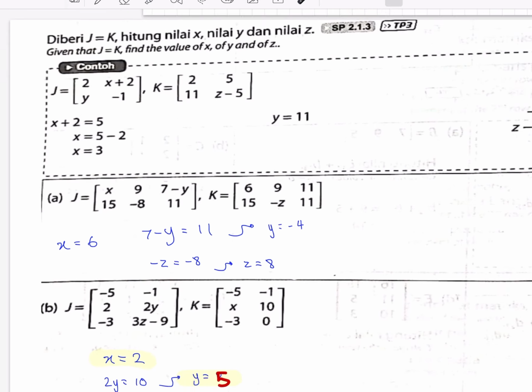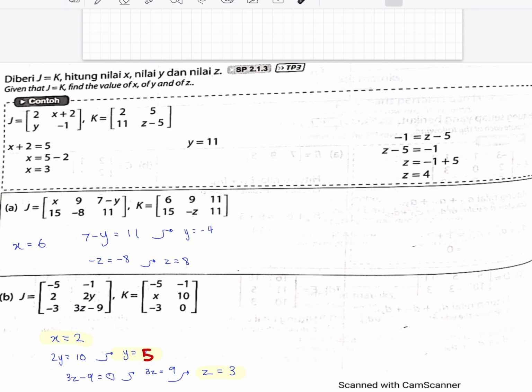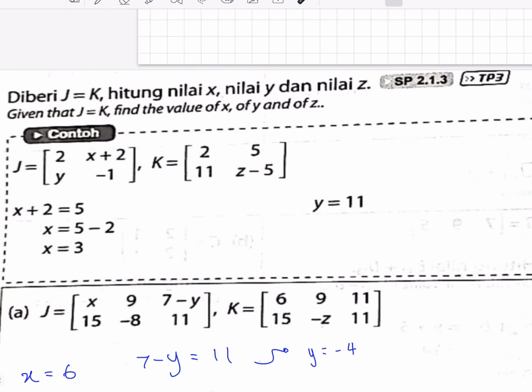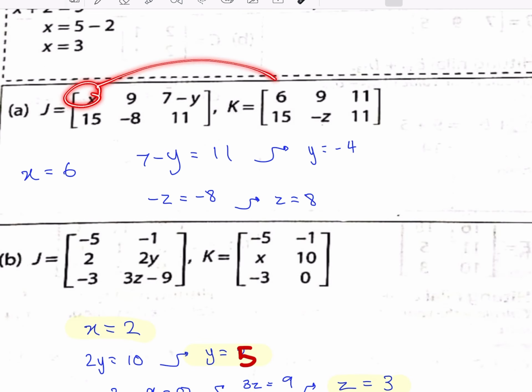So, let's check out J. So, J and... No, sorry. Find the value of X, Y, and Z. Now, this statement says that they are an equal matrix. J equals K. Okay, so X is 6. See? Row 1, column 1, X. Row 1, column 1, 6. So row 2, column 2 is negative 8. Row 2, column 2 is negative Z. Negative Z equals negative 8. So that means Z equals 8.